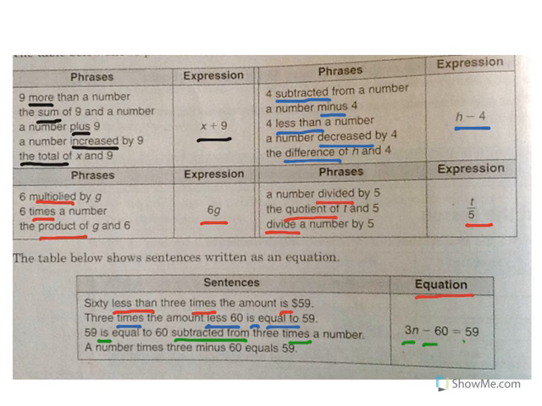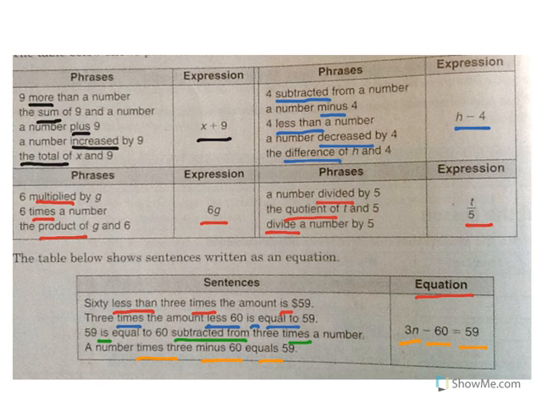And lastly, a number times 3 minus 60 equals 59. Notice that's kind of what I used to say this example from the beginning, and that's the most traditional method. 3 times a number minus 60 equals 59. So there's 4 different ways of saying that exact same equation.